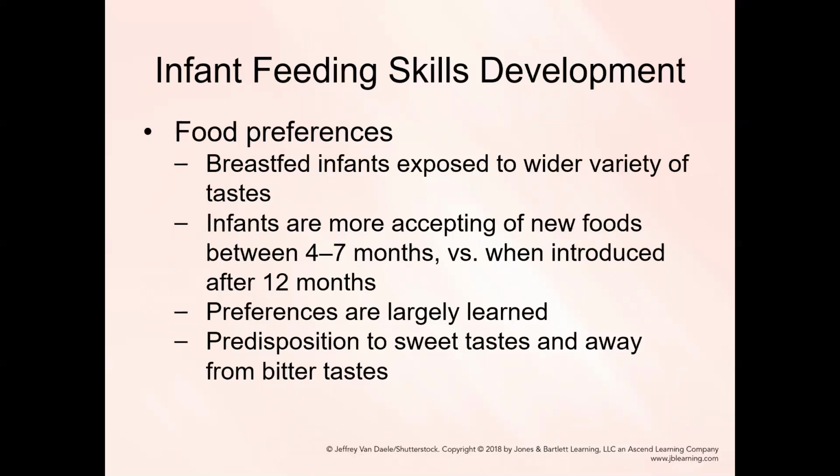Now, preferences are largely learned. So it's important that parents, even if you don't like peas, try to feed your baby peas, and try to remember your own biases and prejudice with that. Babies are naturally predisposed to sweet taste and to stay away from bitter taste. And so it may be helpful to start with vegetables before fruits. They're naturally going to like those fruits and they may stick up their nose to the vegetables because they're looking for that sweet taste.